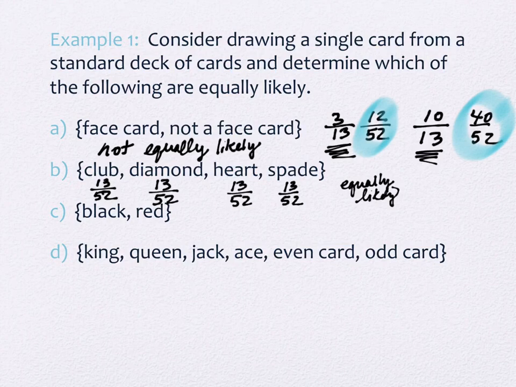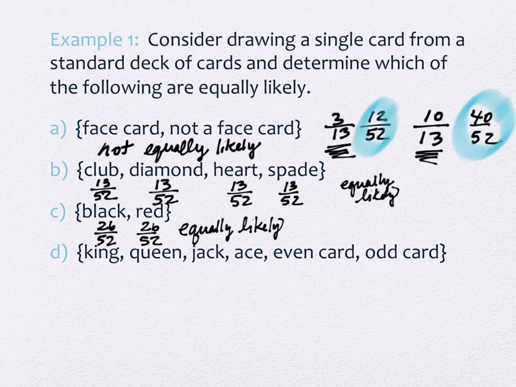How about black versus red? Yeah, it's 26 out of 52, or it's 1/2 and 1/2. Either way. Are these equally likely? Yes, they are. Equally likely.